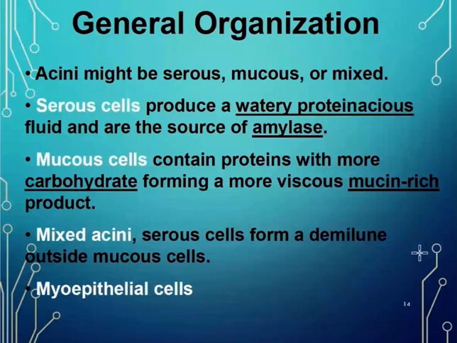So when we say serous cells or serous acini, they produce a watery, protein-rich fluid, which is the source of amylase. While if the secretory product is mucus, it means it contains proteins linked to a greater amount of carbohydrates, forming a more viscous, mucin-rich product.